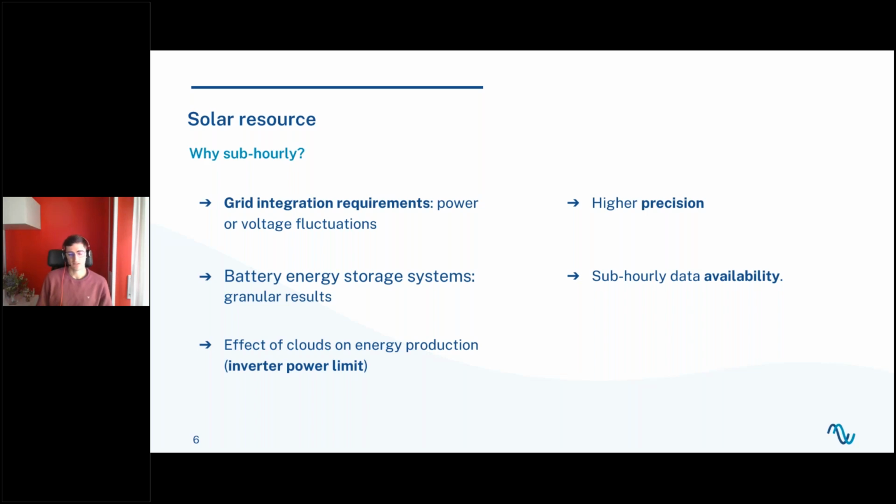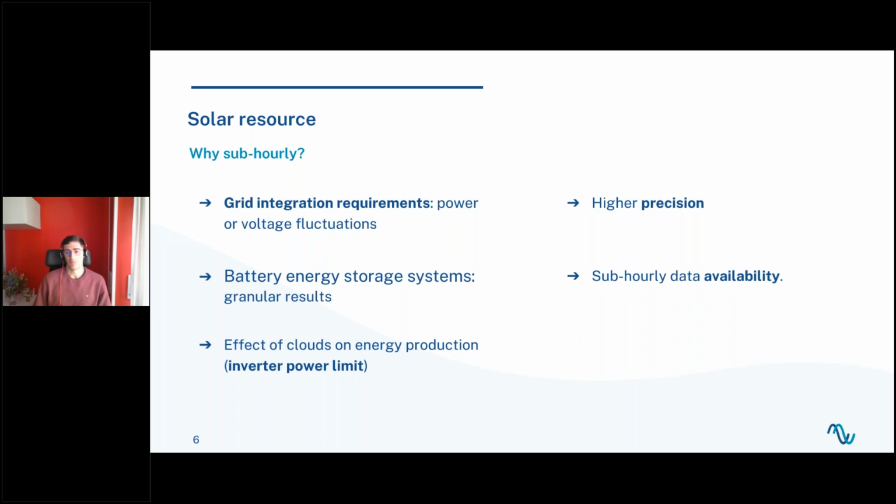We will see this in more detail in the next sections, but mainly with hourly meteorological data, we may be masking the irradiance fluctuations that occur within 1 hour, and this will affect the inverter power limit losses that we have in the design.